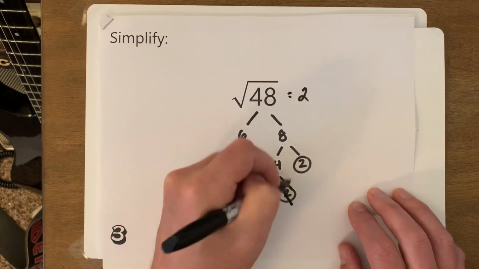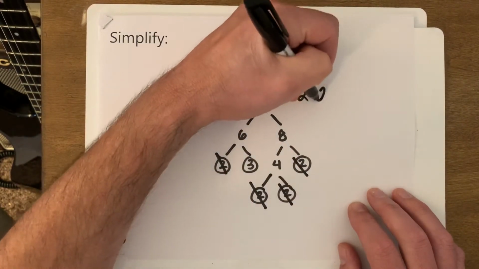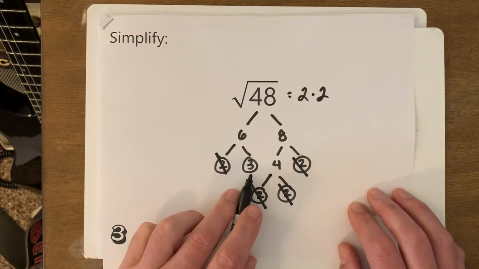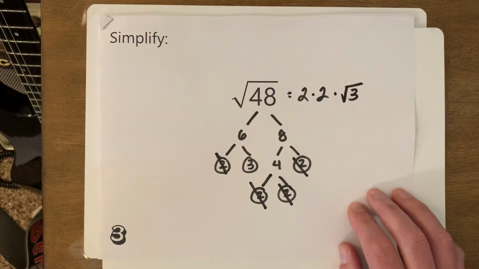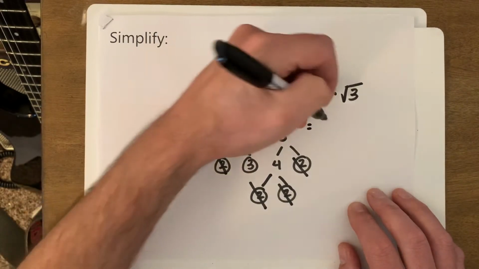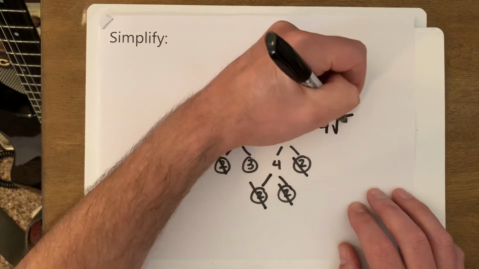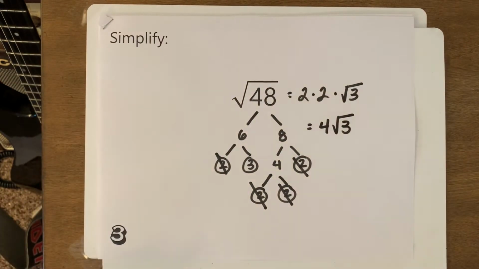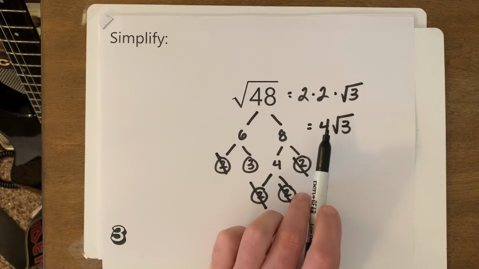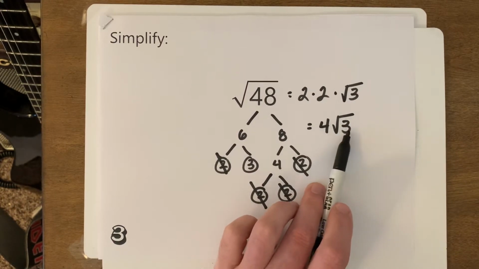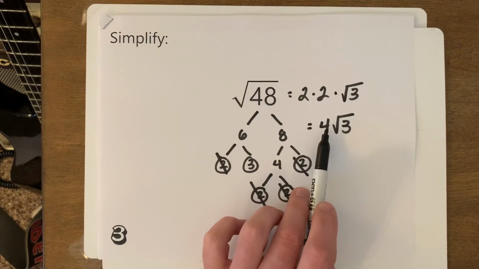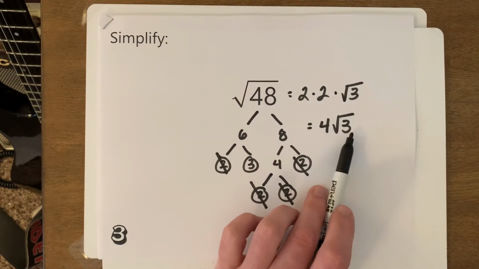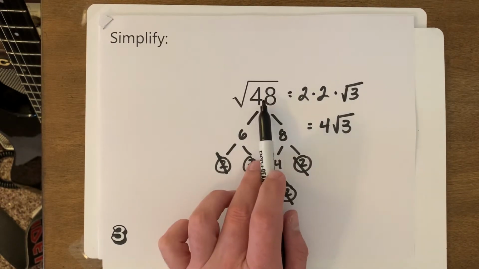I've got another pair of 2s. And I have this single 3 right there that's going to stay under the square root. So 2 times 2 is 4. Just keep the root 3 there, and that's it. If you ever want to check, if the 4 was back underneath the square root, it'd be a 16 under here, because to put it back under the square root, you have to take the square of it. 16 times 3 is 48, and I get back what I started with.